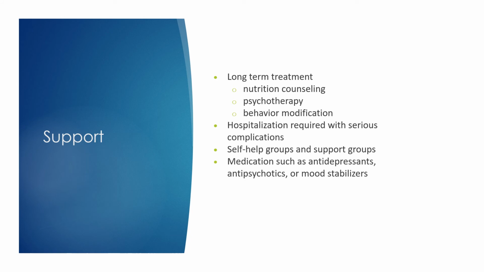Support includes long-term treatment, including nutrition counseling, psychotherapy, behavior modifications. Those with serious complications with bulimia and anorexia can be hospitalized. With both eating disorders, it's really important to either self-help or have a support group. And sometimes medications such as antidepressants, antipsychotics, or mood stabilizers can help stabilize those with eating disorders.